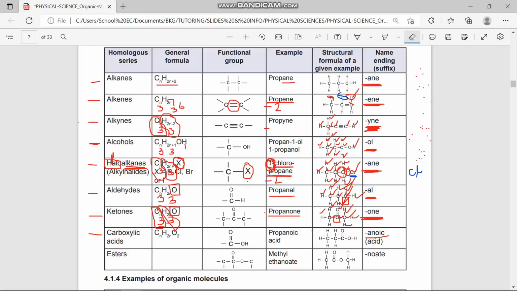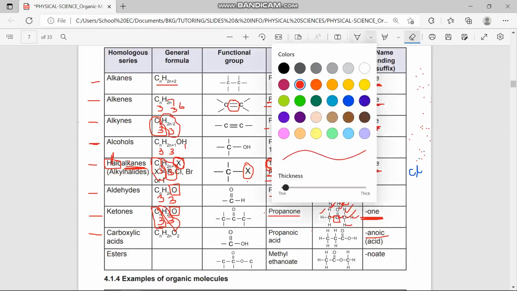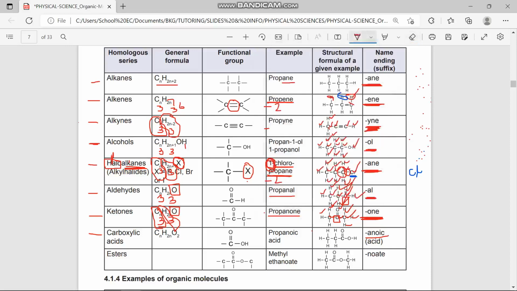Let's have some examples. So let's have butanoic acid, okay? Substitute 4 there. Here, by writing 4, I was supposed to write butanoic acid, okay? I'm reminding you guys so that you don't get confused, maybe you just found the lesson halfway. So don't get confused, okay?